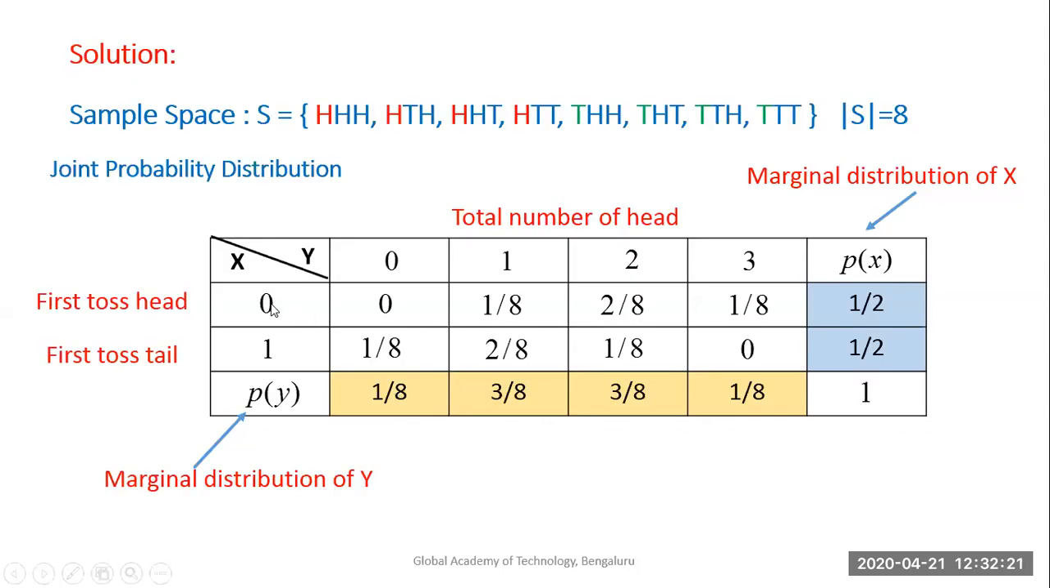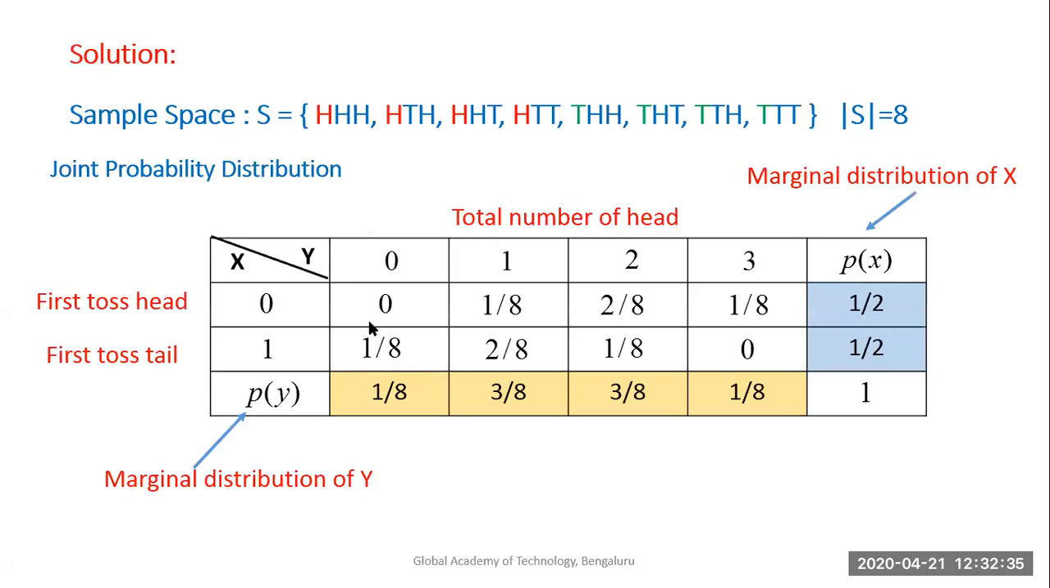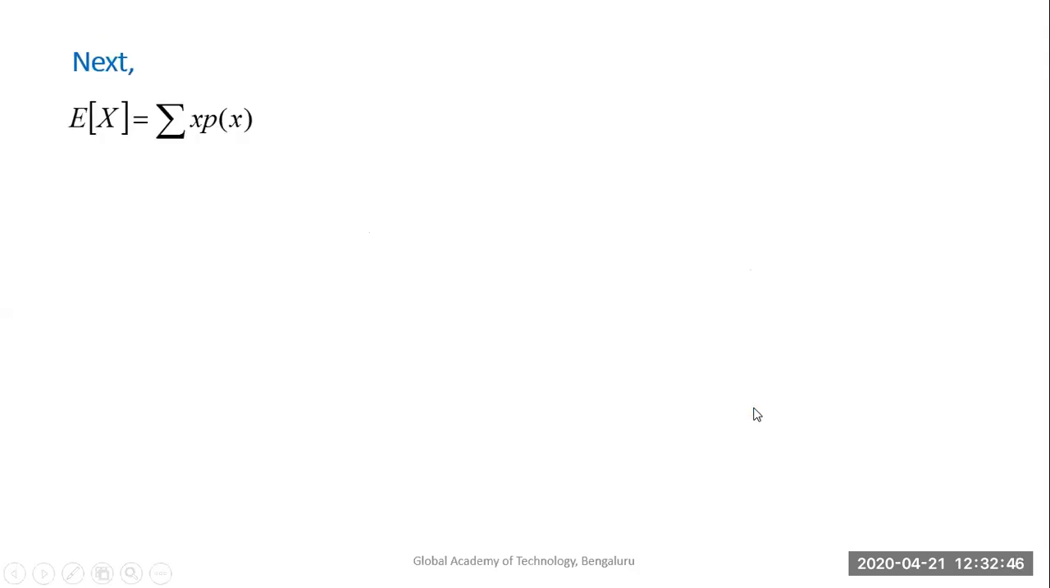So next we want the covariance. For that we need expectation of x, that is summation x into p of x. So multiply x with the corresponding value of p of x, that is 0 into 1 by 2 plus 1 into 1 by 2. So we get expectation of x as 0.5. Similarly, to find the expectation of y, multiply the y values with the corresponding p of y. 0 into 1 by 8 plus 1 into 3 by 8 plus 2 into 3 by 8 plus 3 into 1 by 8. So we get expectation of y as 1.5.